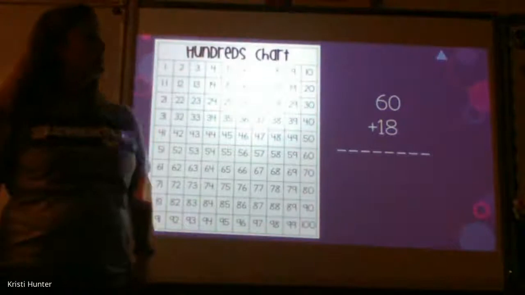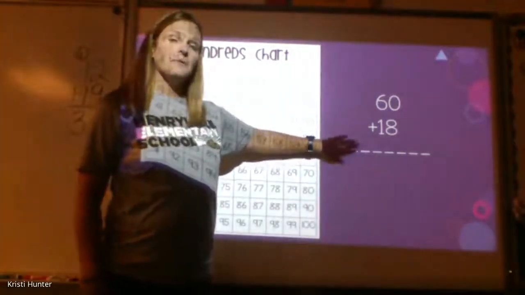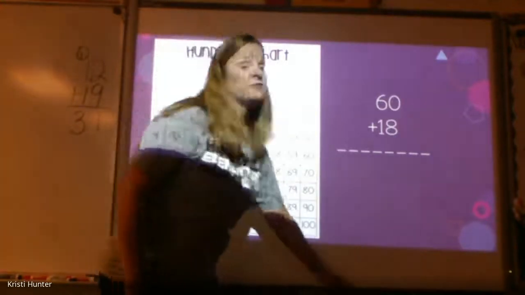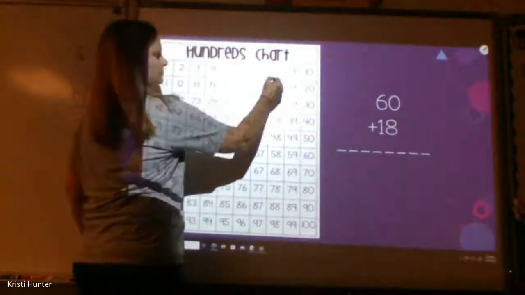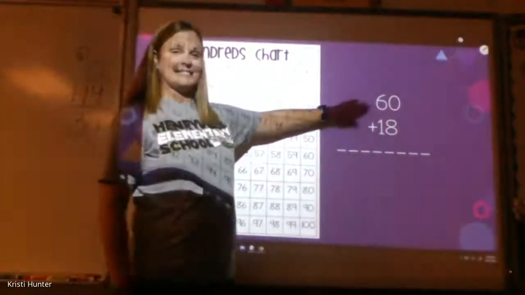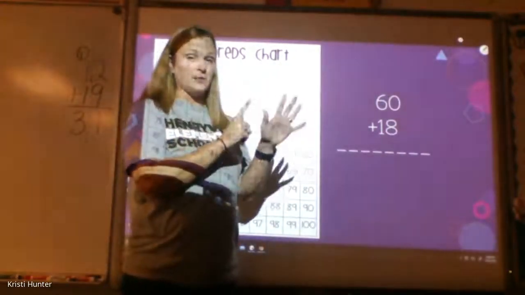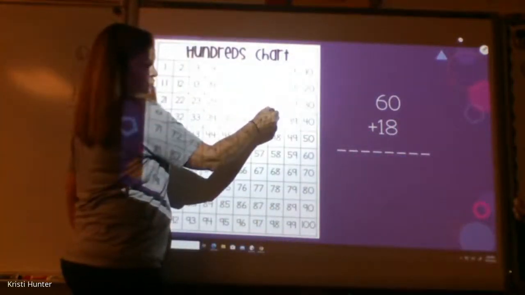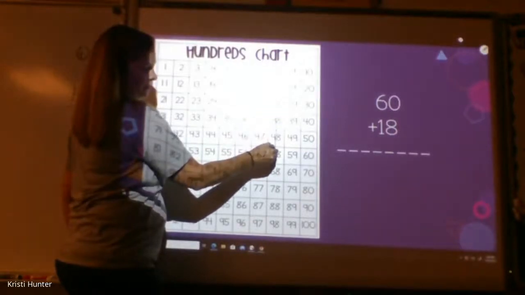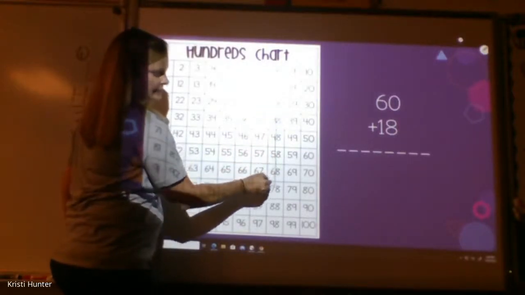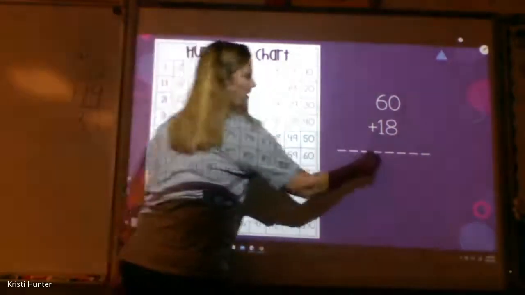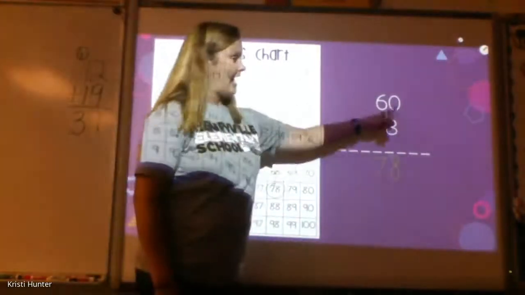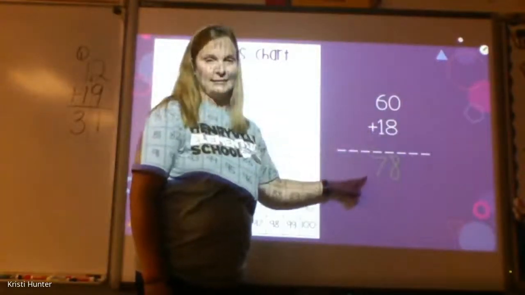All right, 60 plus 18. Again, I look at the number that's not the 10. Here's a 10. This one's 18. So I'm going to find 18 first. And I know I need to add 60 to 18, which means 6 rows to get to my 60. So I'm going to go down 6 to make 10, 20, 30, 40, 50, 60. So I have an answer of 78. Again, I can always check this by adding. Add up my ones, add up my tens.